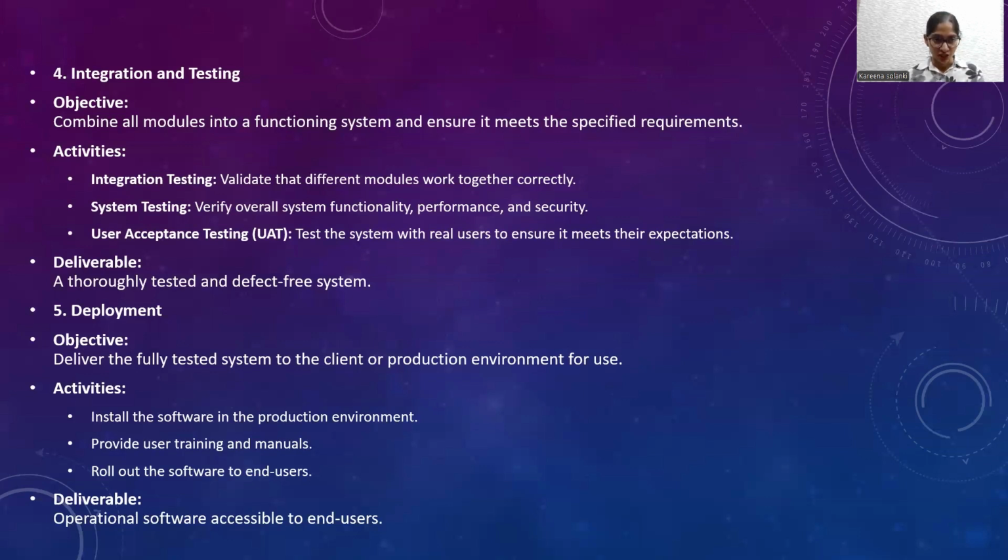Next is the deployment stage. Here, it delivers the fully tested system to the client or production environment for use. It installs the software in the production environment, provides user training and manuals, and rolls out the software to the end users. Operational software accessible to the end users is delivered.